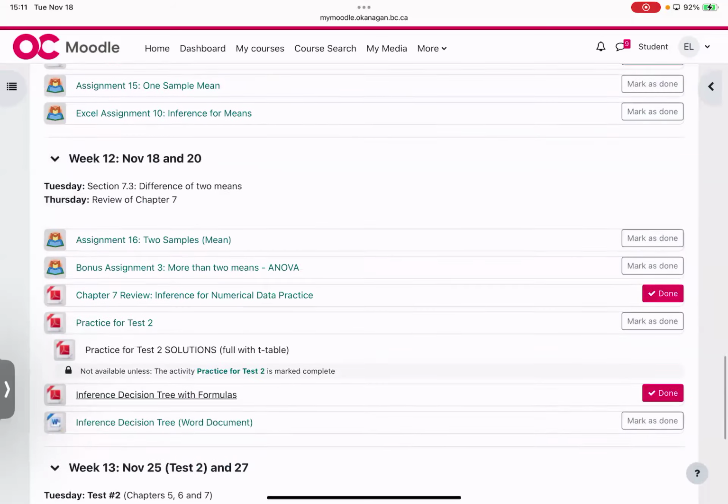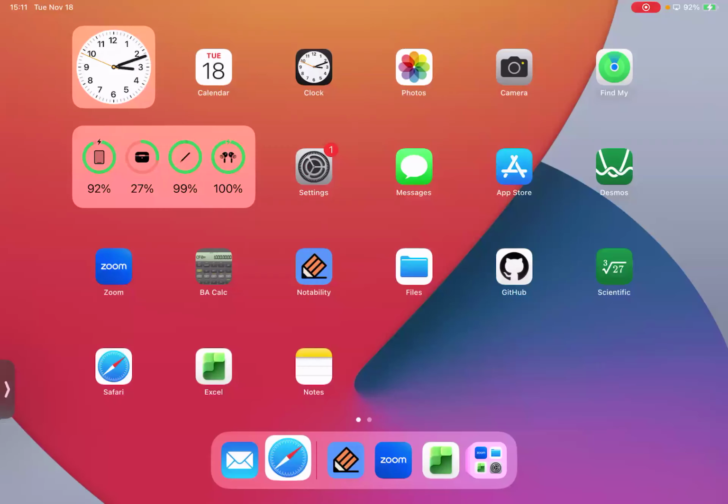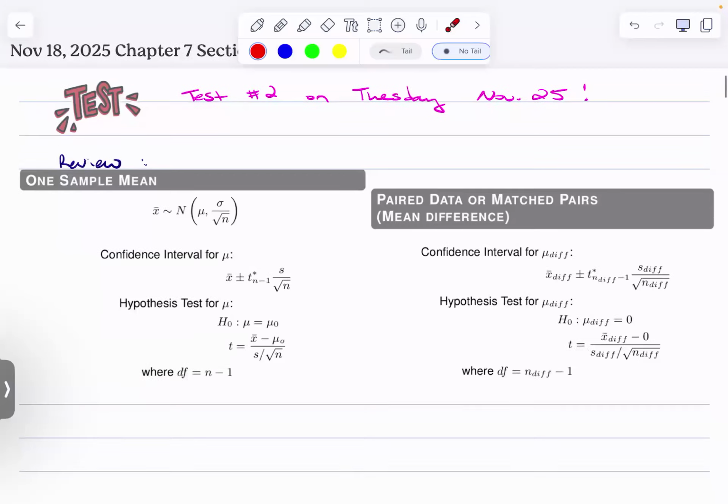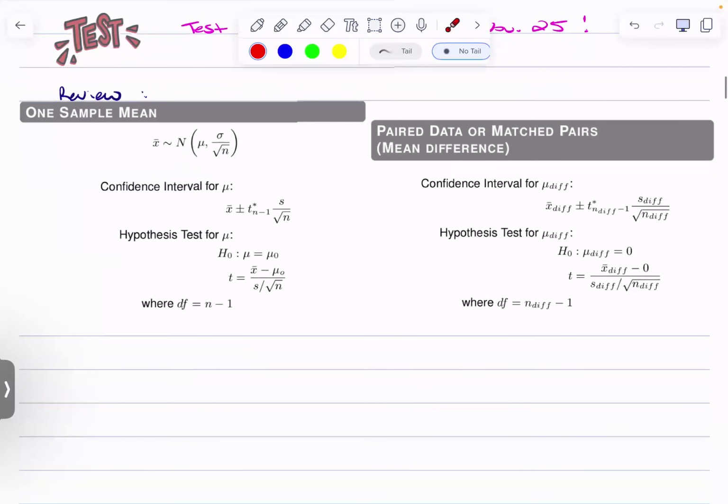But here we are today. Last bit of new material before the test. All right. Oh, and I have a reminder. Test number 2, in case you missed it, is on Tuesday. And I do want to do a little bit of review from the video that you watched. For sure. Got it done. Or maybe you just read the notes. I don't really care.